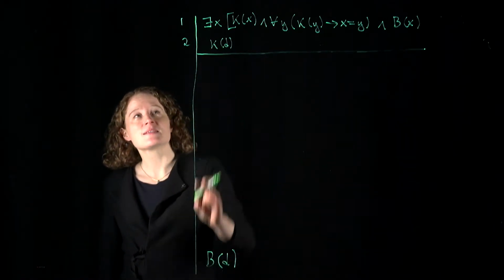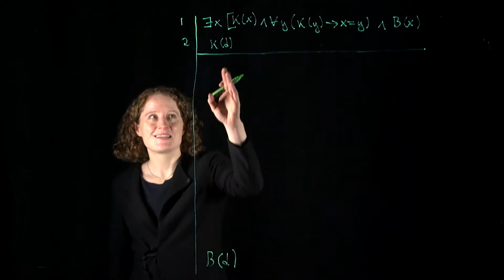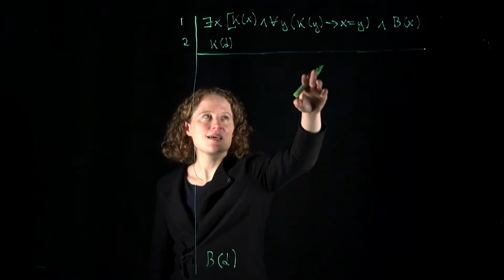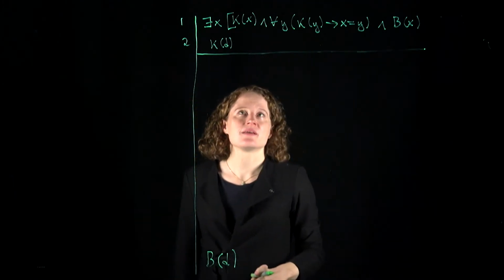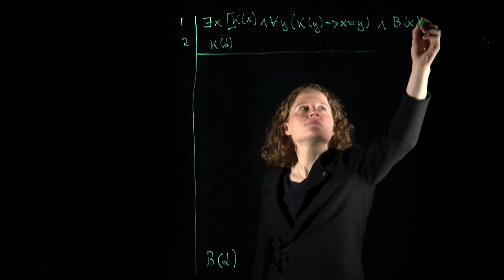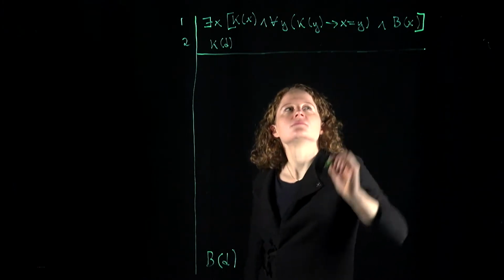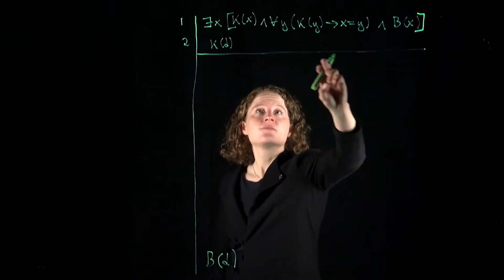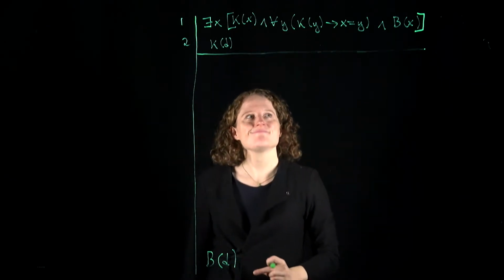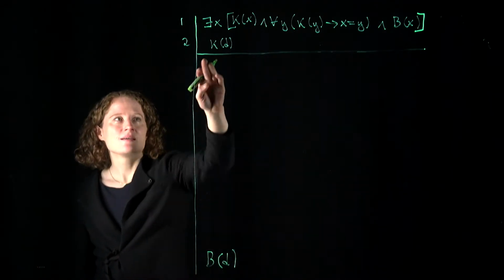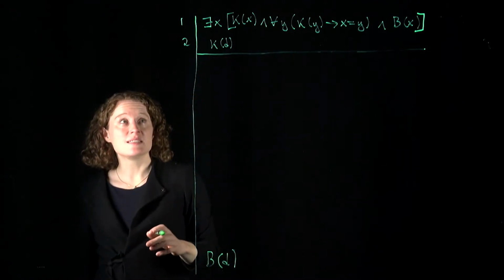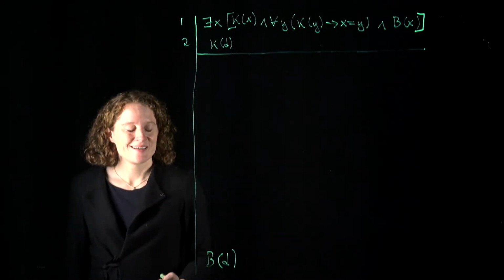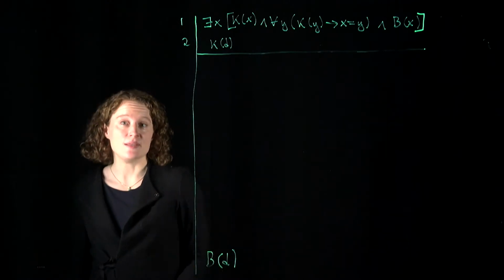The first premise is that there is an x such that Kx, and for all y, if y is K, then x is identical to y, and Bx. So what we are saying here essentially is that there's exactly one K, and that K is a B. And then our second premise is KD, meaning that object D has property K. And from these two premises, we want to prove that object D also has property B.